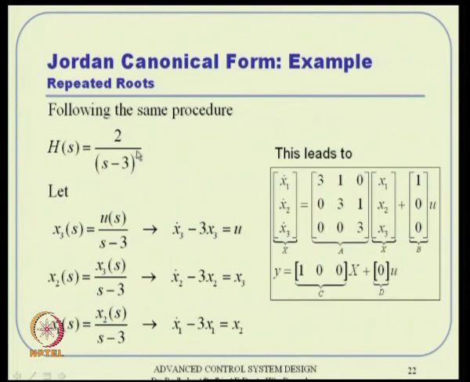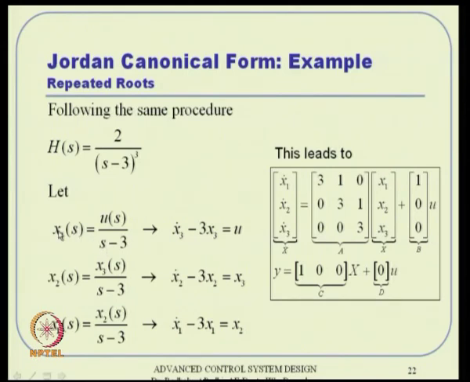Again, there is a third order polynomial here. So, I will start with the x3 definition: x3 is u by s plus 3, the regular way, and then x2 is x3 by s plus 3, and x1 is x2 by s plus 3. Once this is defined this way, the rest of the algebra is fairly simple. So, you again do that multiplication and then take it to time domain.